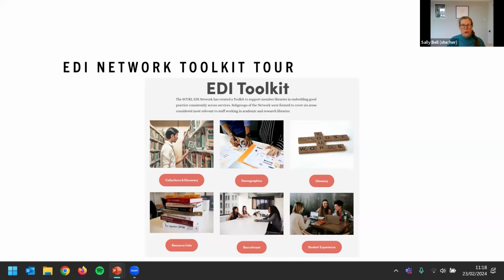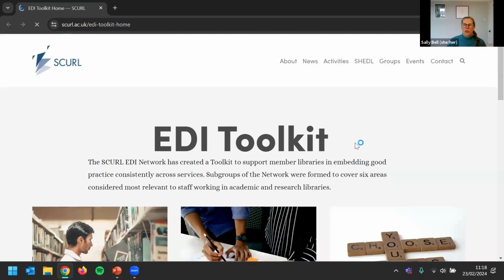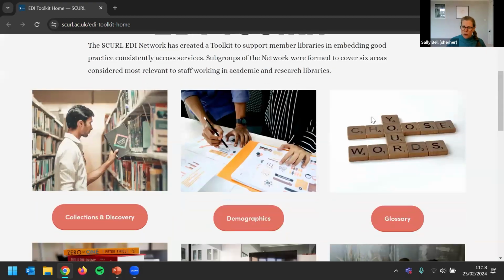What I'm going to do now is just show you some of these sections from within the toolkit. This is the main page. It's on the SCURL website. It's publicly available to everybody. It's just out there for the world. I think the link should be in the chat if you want to go and have a peek yourself if you haven't seen it already.